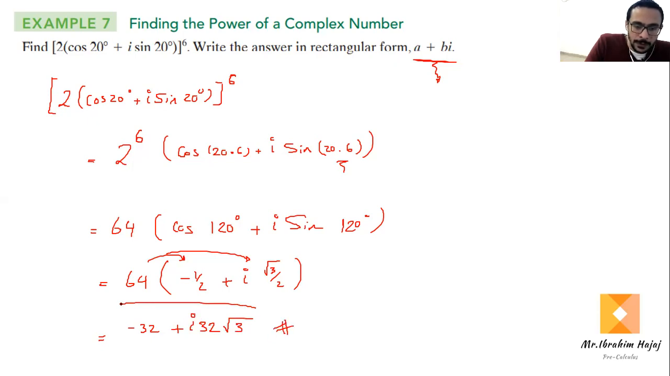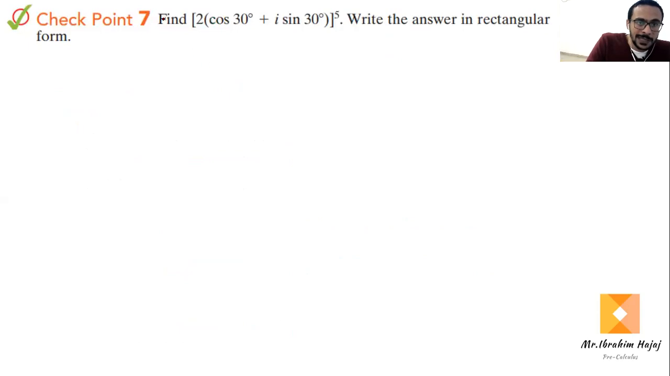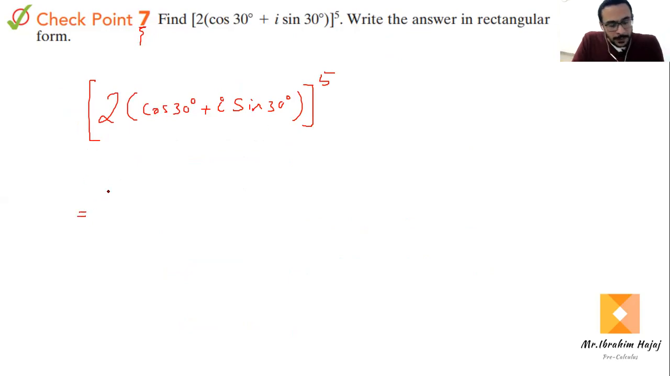Okay, so this is how to find the power of a complex number. Easy. So this is when the power is 6. In the next slide, checkpoint 7, we can do the same question. Change this angle: cosine 30 degrees plus i sine 30 degrees, and this all to the power of 5. Yes, 2 to the power of 5.